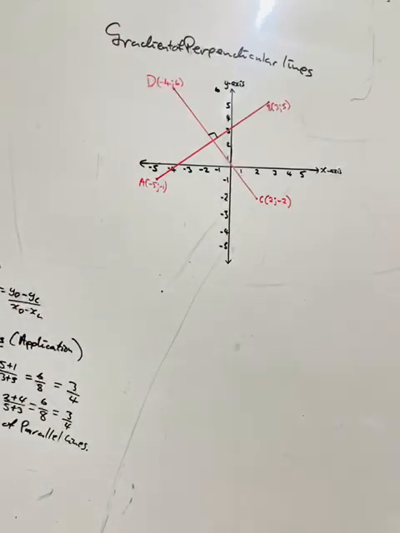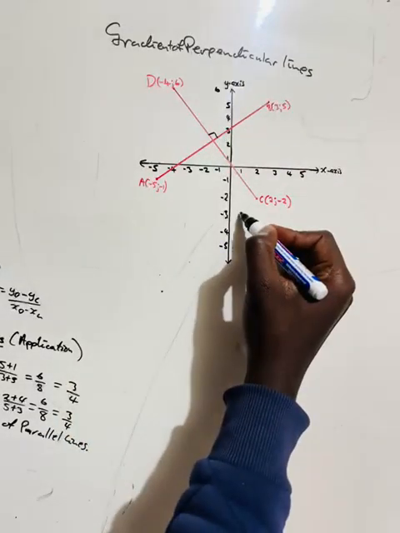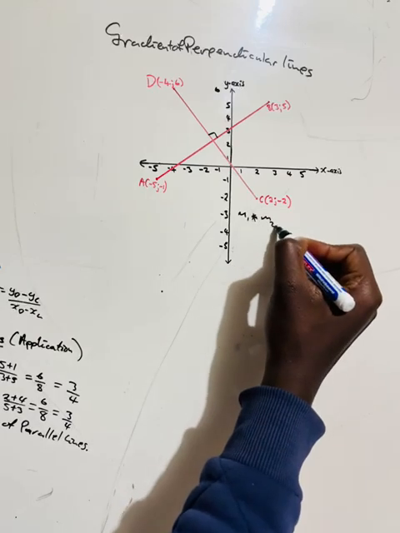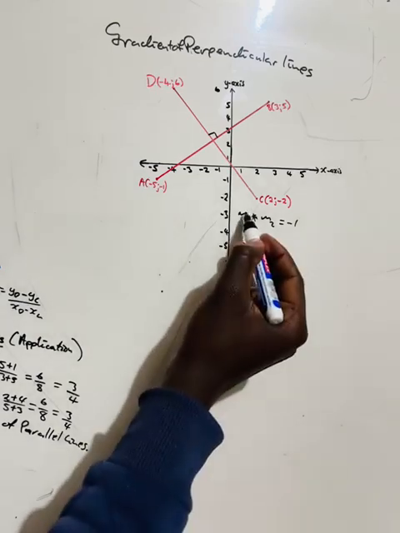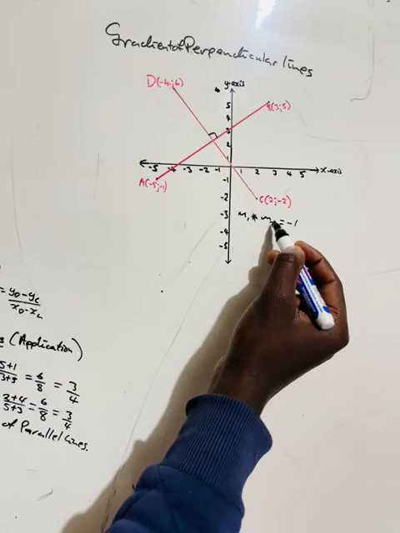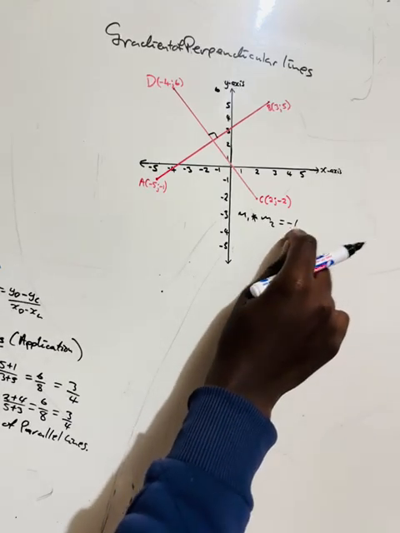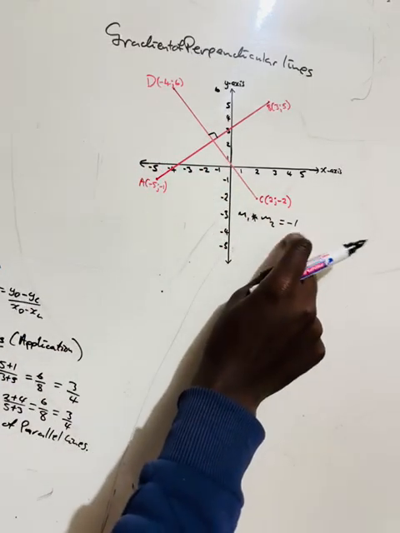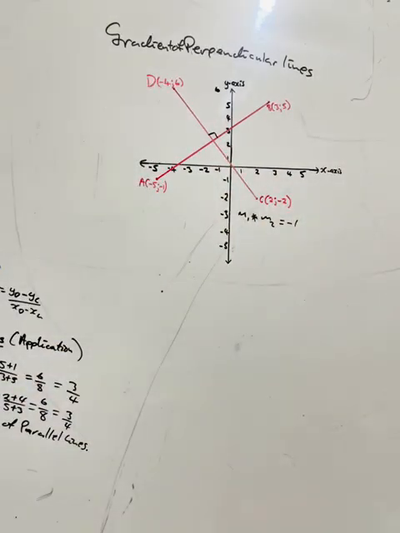So what do we know? What we know is that when you've got gradients of perpendicular lines, you say the gradient of line 1 multiplied by the gradient of line 2 should give you a product of negative 1. Meaning that when you determine the gradient of line 1 and the gradient of line 2, when you multiply them, they should give you negative 1. That negative 1 is confirmation that here there is 90 degrees. If you multiply and you don't get negative 1, then you must know the lines which you have are not perpendicular lines.